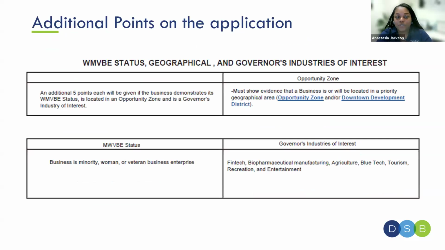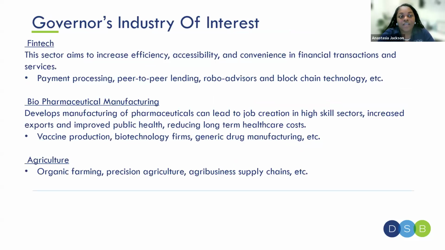Now we're going to talk about some additional points that you can receive on your EDGE grant application. If you fall in the category of a women-owned, minority, or veteran business enterprise status or service-disabled veteran enterprise status, you receive an extra 5 points. If you're in the geographic area of an opportunity zone or a downtown development district, you will receive extra points for that. And if your industry falls within the governor's industries of interest, such as fintech, biopharmaceutical manufacturing, agriculture, blue tech, tourism, recreation, or entertainment, you receive an additional 5 points for that as well. Next slide, please.